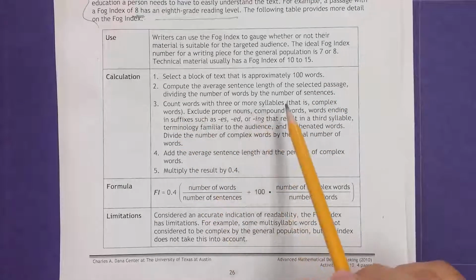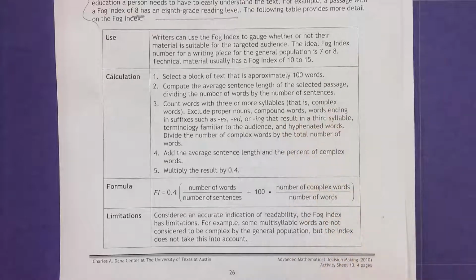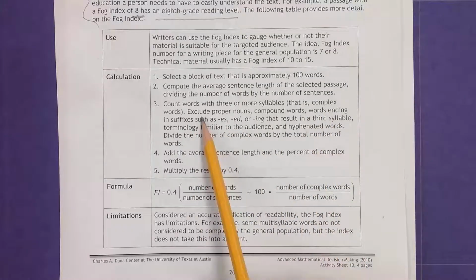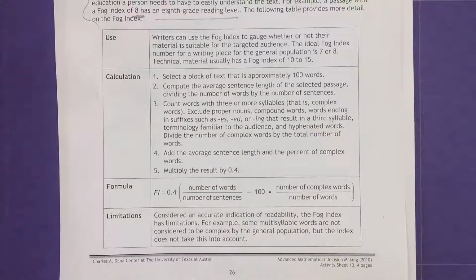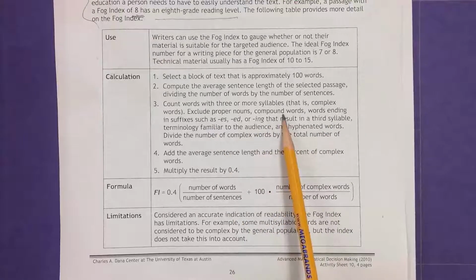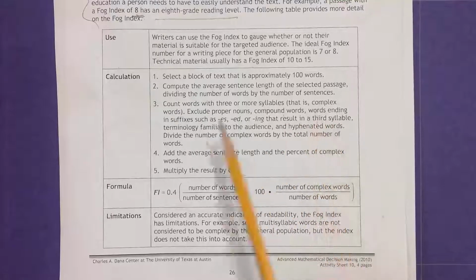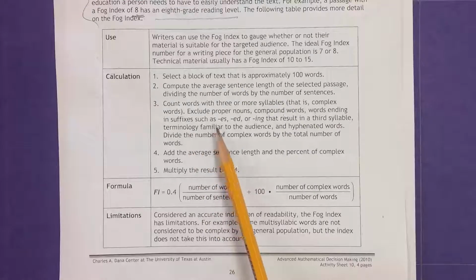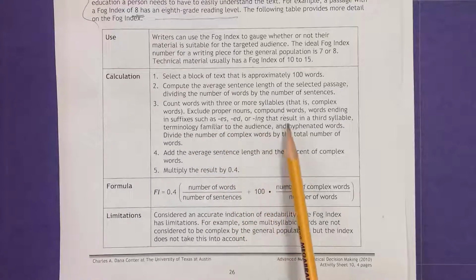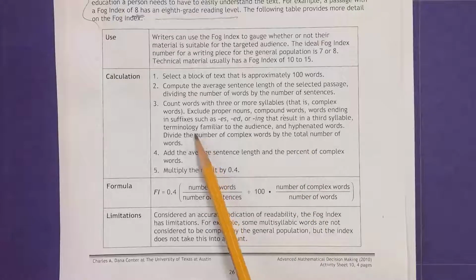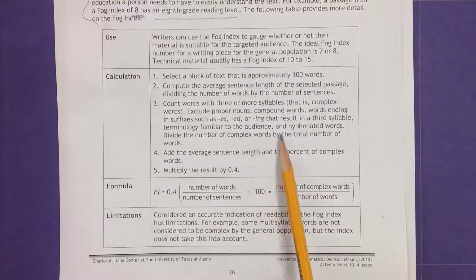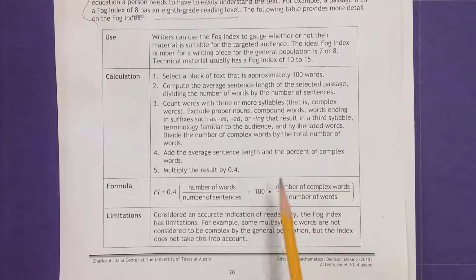Count the words with 3 or more syllables, and those are complex words. You have some exclusions here: proper nouns such as names and the like, and other words. Exclude proper nouns, and compound words like cannot. That's not a word that you would count, even though it's only 2 syllables. Also words ending in suffixes such as es, ed, or ing, which result in a third syllable, terminology familiar to the audience, and hyphenated words.